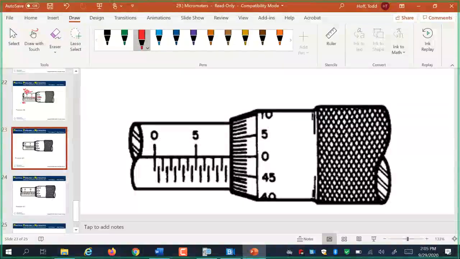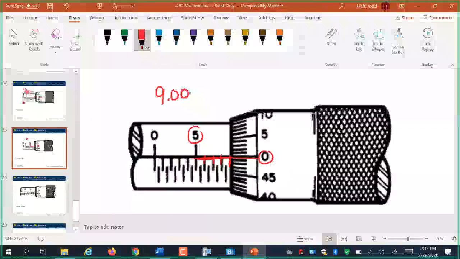This one here, this is 5, so 6, 7, 8. Are we to the 9 yet? I'll say yep, right at it. 0 lines up with our axis. We are exactly on the 9. This is 9.00 millimeters.